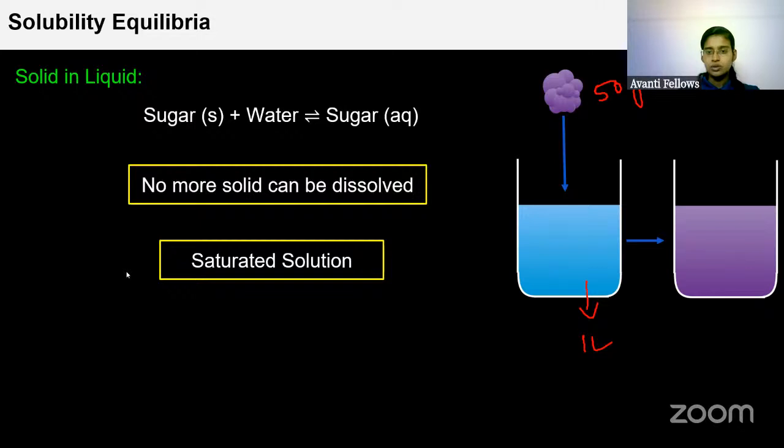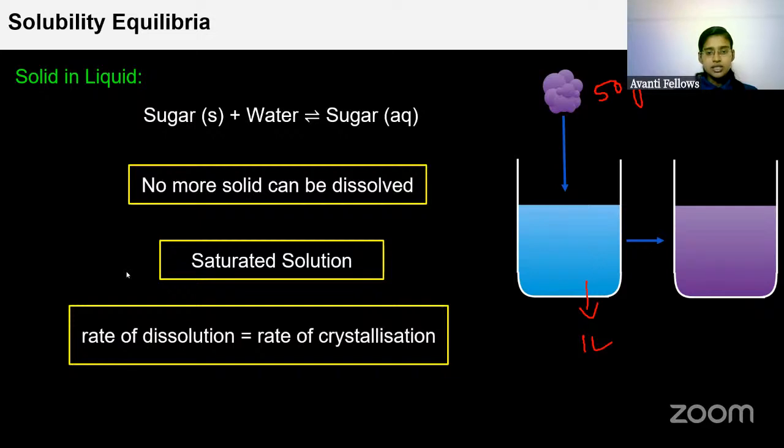Obviously, no. So the remaining 50 gram in that 100 gram of sugar will not get dissolved, because no more solvent particles are available there to dissolve it. Such solutions are called saturated solutions. So for a saturated solution, the rate of dissolution is equal to the rate of crystallization.